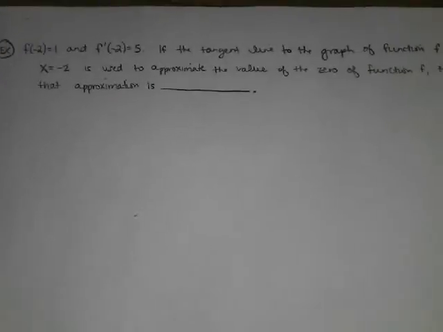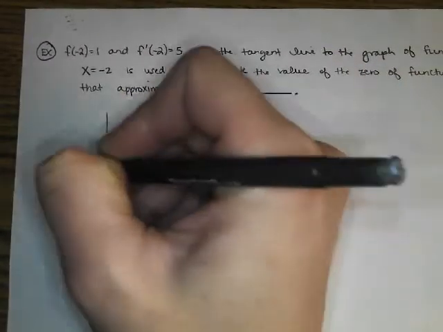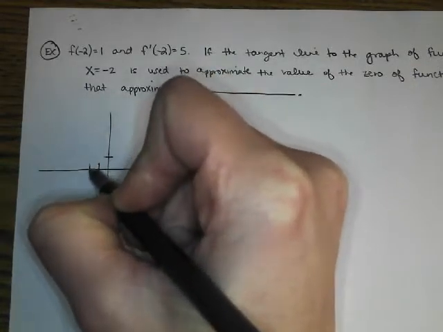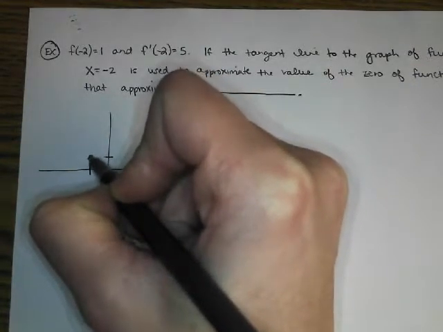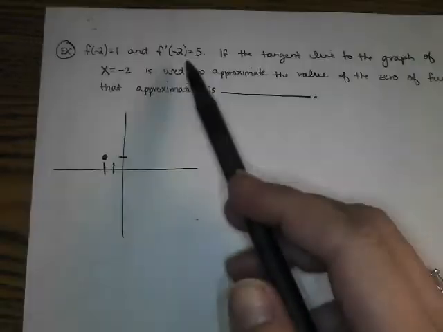One more. All right, we have a function that contains the point -2, 1. I'm always going to recommend a sketch. I have no idea what that function looks like other than the fact that it goes through -2, 1. And then they're going to tell me one more piece of information, that the slope of my function at that point is 5.